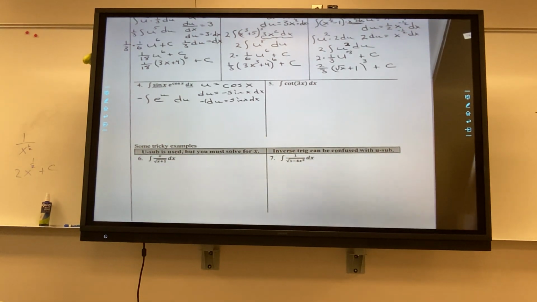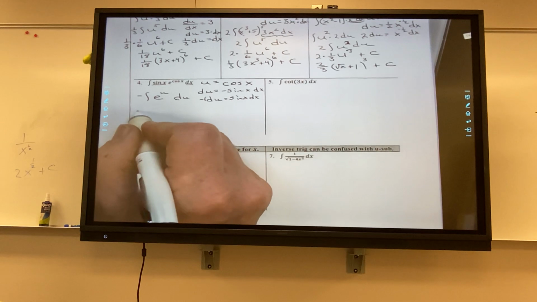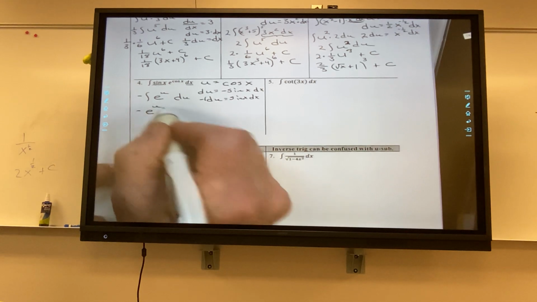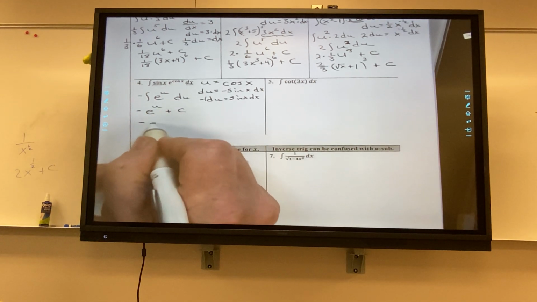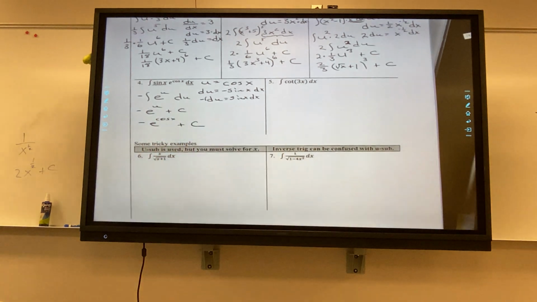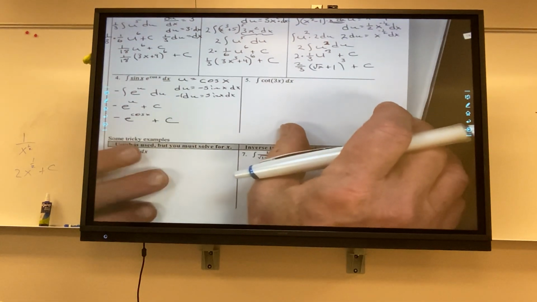And so, Ben, what's the antiderivative of e to the u? Well, it'll be e to the u plus c, and you're right, it's going to be e to the cosine of x, correct? Yeah. Plus c. You're going further ahead than me, and that's not ever bad. I also predicted that as well, but I think the way I got it was slightly different, maybe.